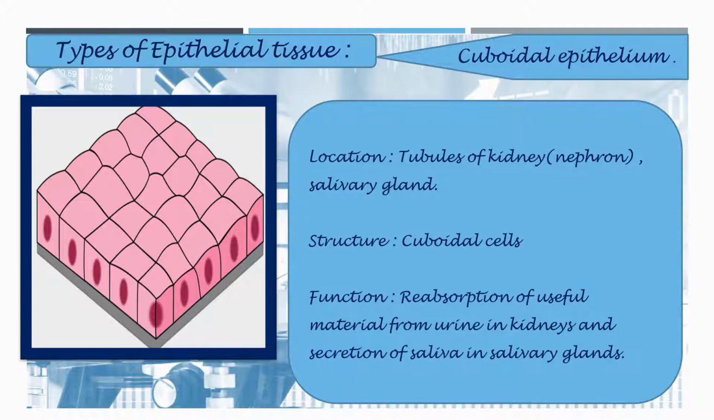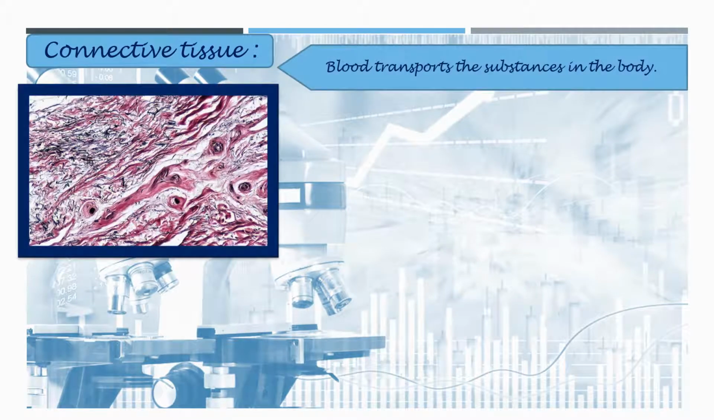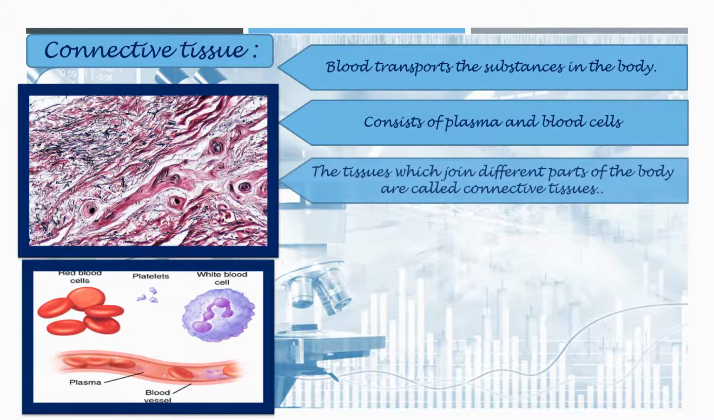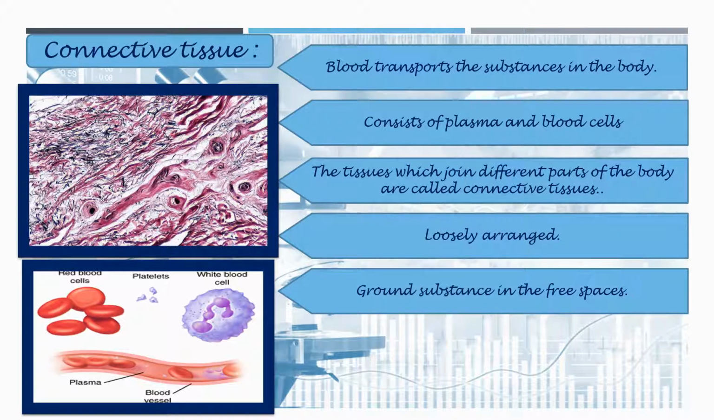Now let's learn about connective tissue. Students, blood transports substances in the body and it consists of plasma and blood cells. It is a type of connective tissue. The tissues which join different parts of the body are called connective tissues. Connective tissue cells are loosely arranged. There is ground substance in the free spaces in between the cells, and the ground substance is solid, liquid or jelly-like in different types of connective tissues.